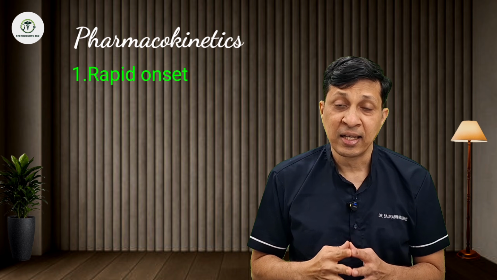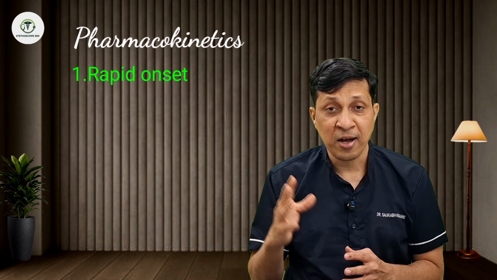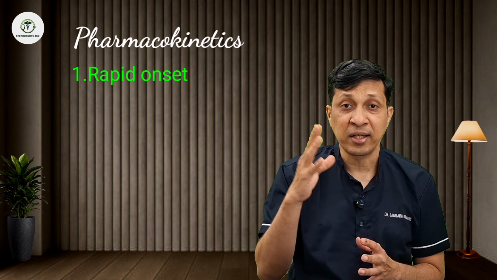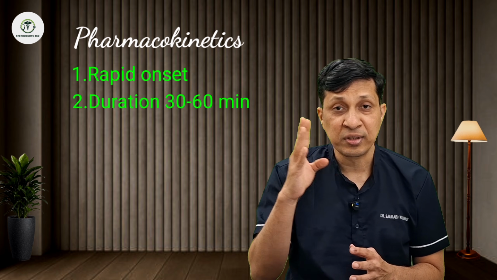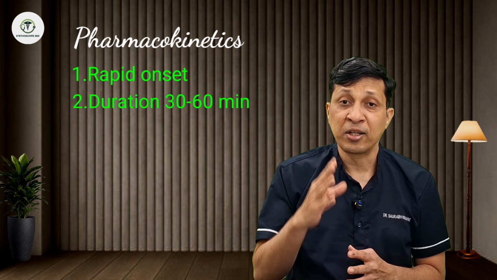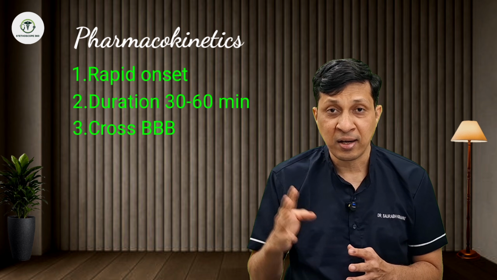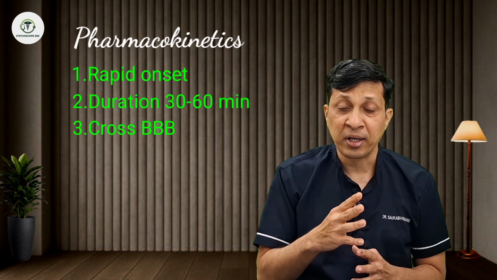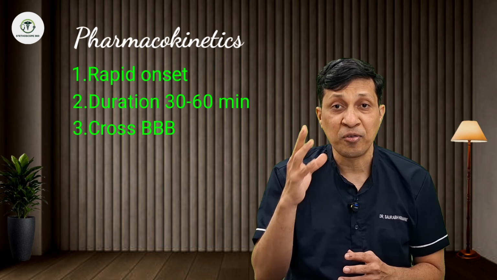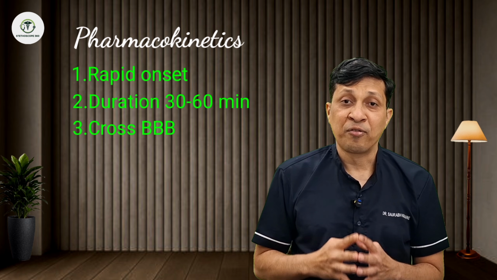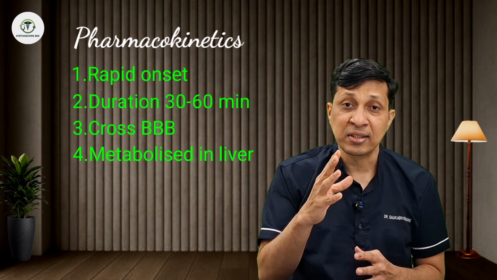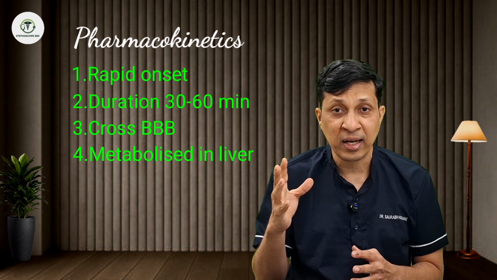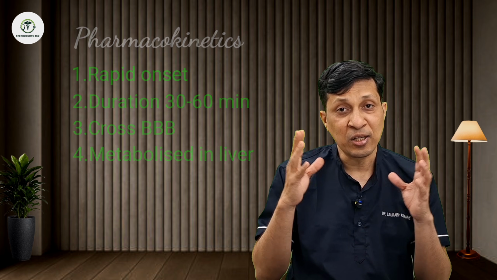First, it has a rapid onset of action, and hence it is very useful in bradycardia because here we require urgent effect. Second, its duration of action is 30 to 60 minutes. Third, it crosses the blood-brain barrier, and hence it is very important to control the CNS effects of organophosphorus poisoning. And fourth, it is metabolized in the liver, and hence in patients whose liver is not functioning well, you have to be a little cautious.